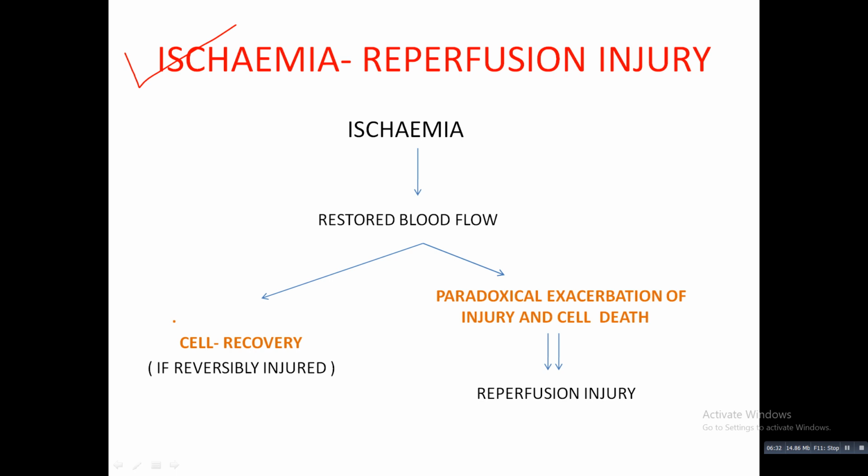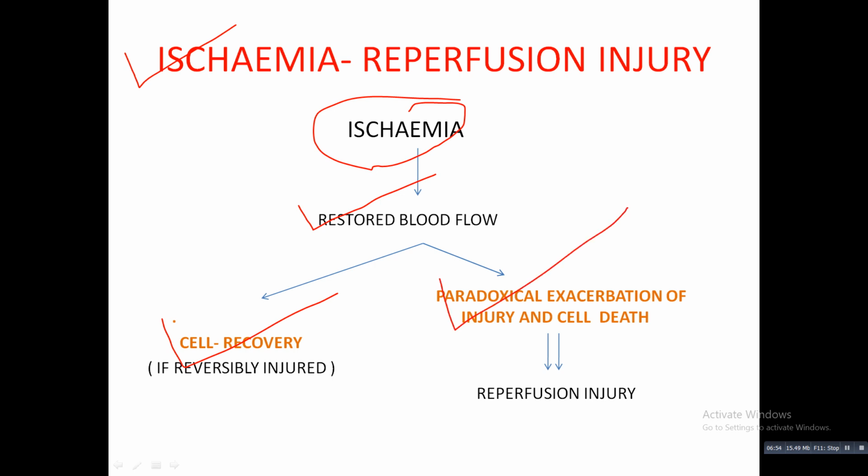Let us understand how. When ischemia occurs and we restore the blood flow, then two things can happen. Either there will be cell recovery if the cell is injured, or there can be paradoxical exacerbation of injury and cell death leading to what is called reperfusion injury.